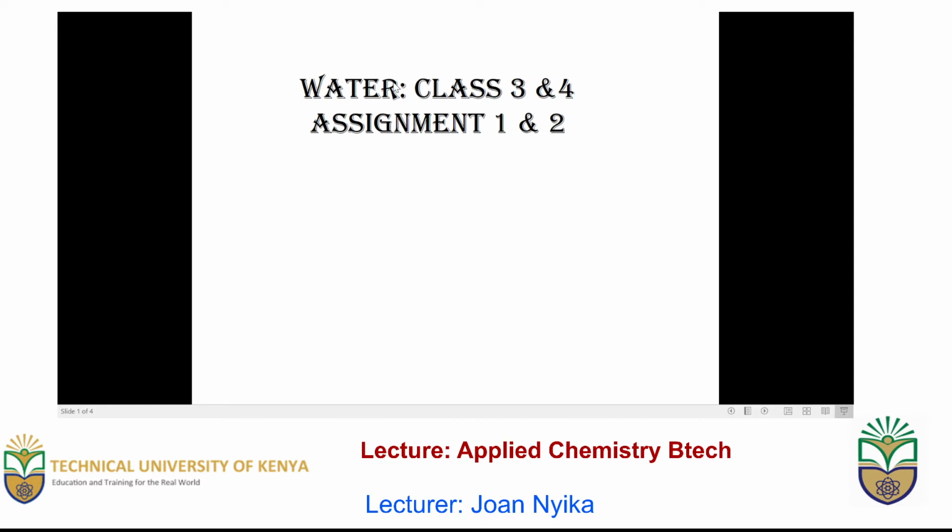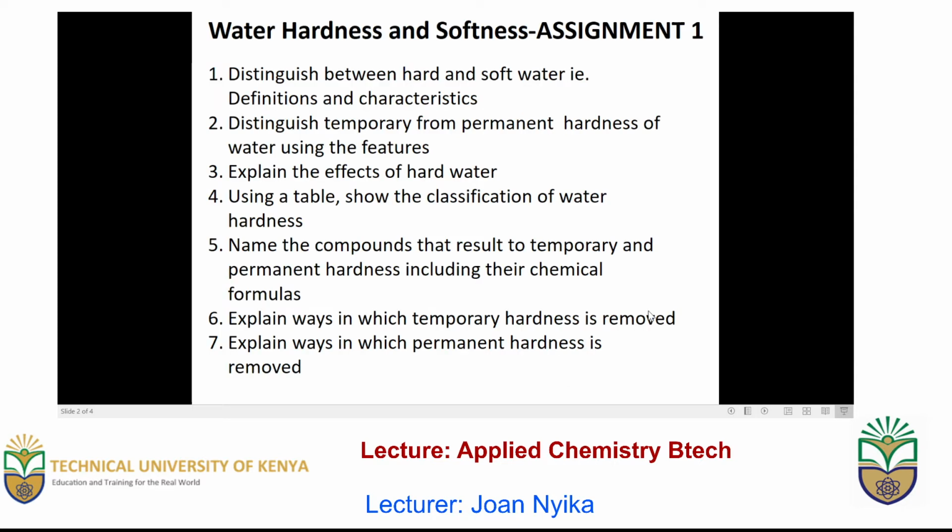So, today I want us to look at two important aspects of water. Number one is what we refer to as the water hardness and softness. In this assignment, I want you to distinguish between hard and soft water. That is, use definitions and their various features or characteristics. Number two, you need to distinguish between temporary and permanent hardness using their various characteristics. And in this case, I want you to explain the various causes and use equations, chemical equations.